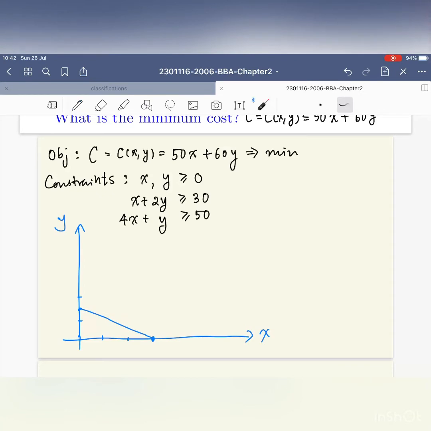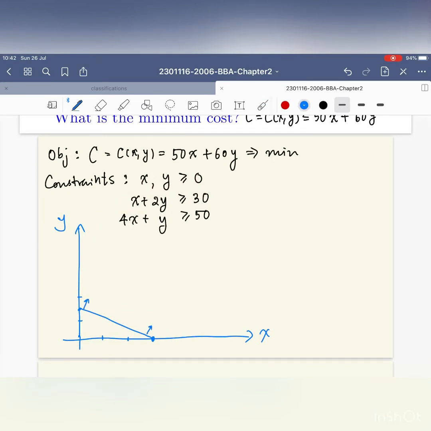And you are again to determine whether you are using the lower part or the upper region. Okay, so the 0, 0 is right here. You plug in, you have 0 greater than or equal to 30, which is a contradiction. So the region that you need is the one that does not include the 0, 0 point. So it is the upper region.